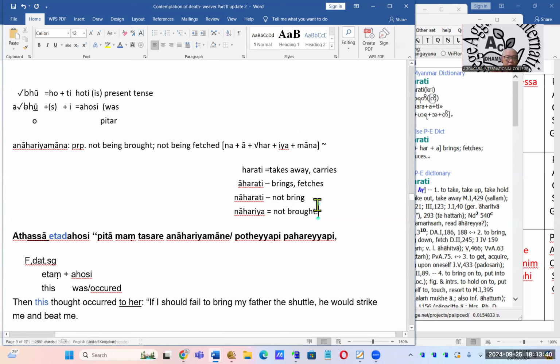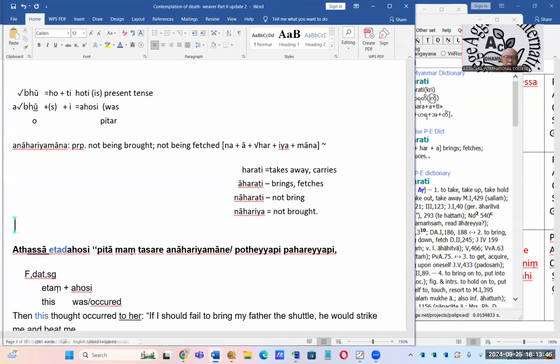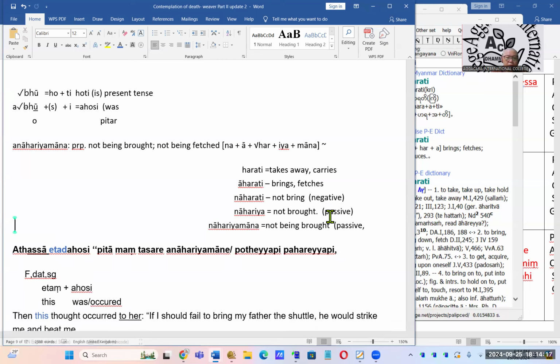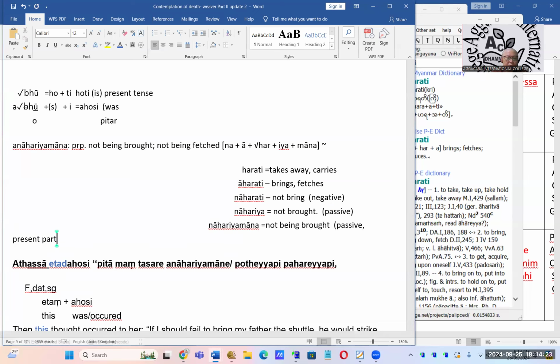And then mana. Mana is what we call the ing, like a continuous sense. So let's say we put the mana: na hariya mana. So not being brought. This is a negative sentence, and it is kind of passive. So this sentence is complicated. It's a passive and, I call it, a present participle, which means it has a present tense like ing meaning.